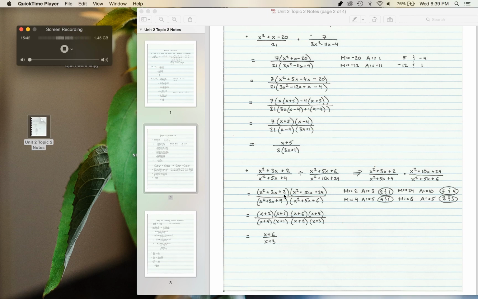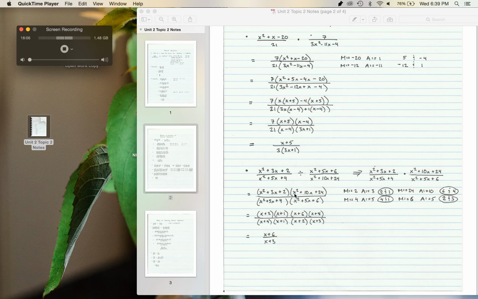I'm going to take this first quadratic. I'm going to think of a pair of numbers that multiplies to 2 and adds to 3. That pair of numbers is 2 and 1. Okay, so I've written that here. And when I factor this, if you need to write down a few more steps here, that's fine. You'll see that the factors are x plus 2 and x plus 1.